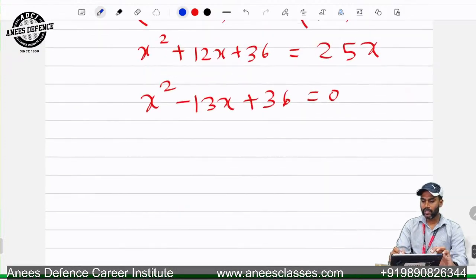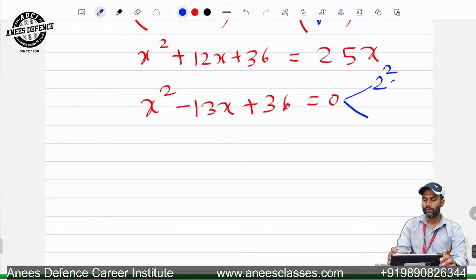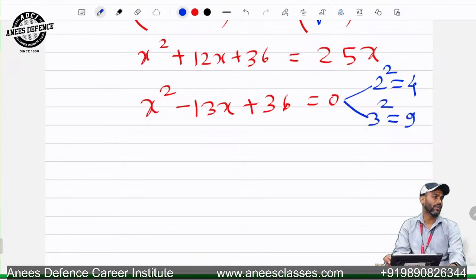And here, 2 square is 4 and 3 square is 9. 9 plus 4 is 13 and 9 into 4 is 36.